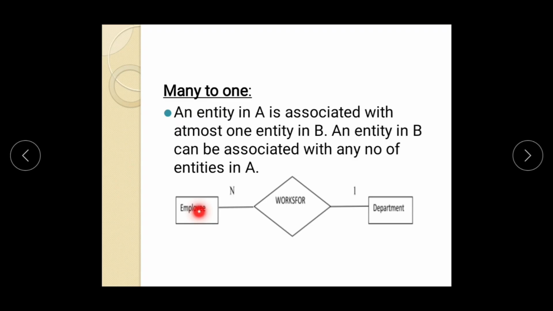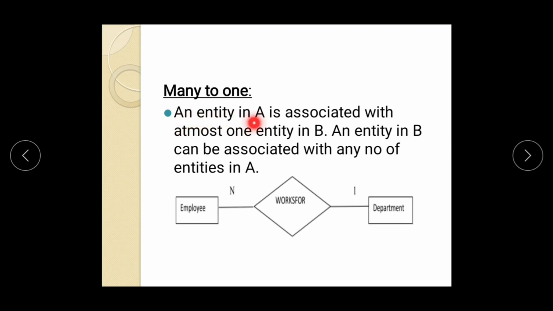Which means that an entity in A is associated with a single entity in B. Then in the reverse way, we can say that a single entity in B can be associated with any number of entities in A. So a single entity in A we can associate with only a single entity in B, and a single entity in B can associate with any number of entities in A. That is called many to one.